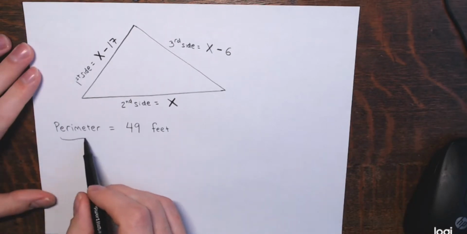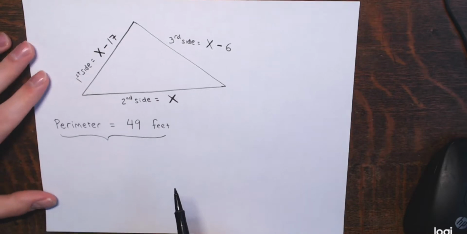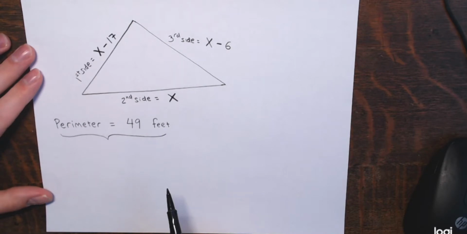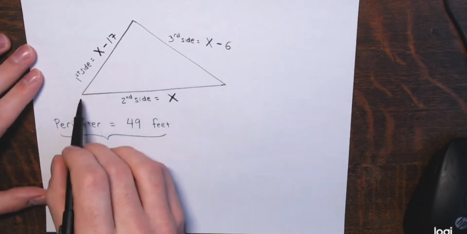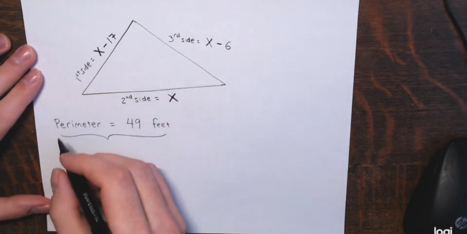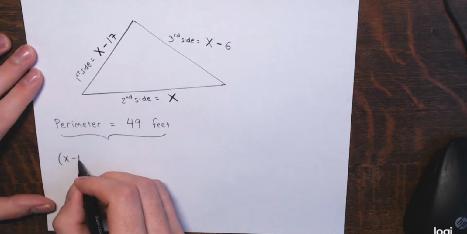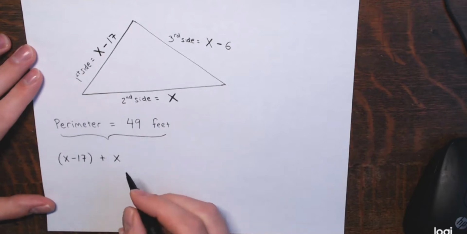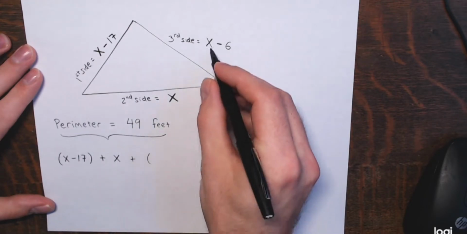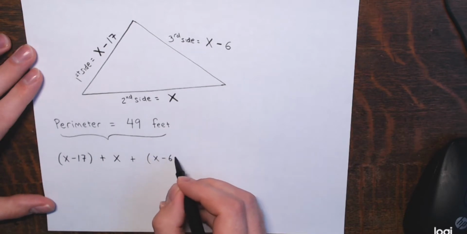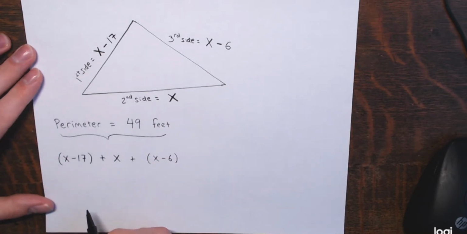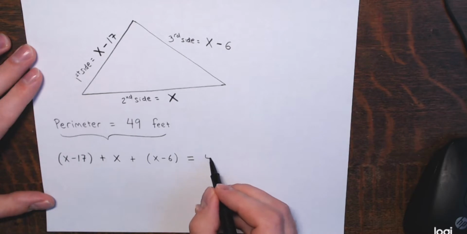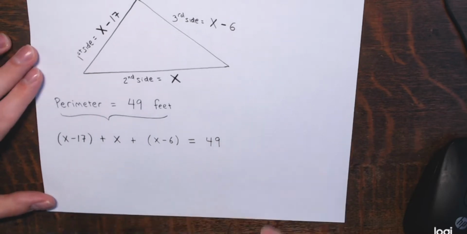And here's our equation. We're going to translate into a mathematical equation, solve that equation, and answer their questions. Again, the perimeter is just the sum of all the side lengths. So the first side is x minus 17, plus the second side we just called x feet, plus the third side, which is x minus 6. I don't really need the parentheses here because these side lengths aren't being multiplied by anything. And then this should be equal to 49 feet. They said this was a 49 foot perimeter.